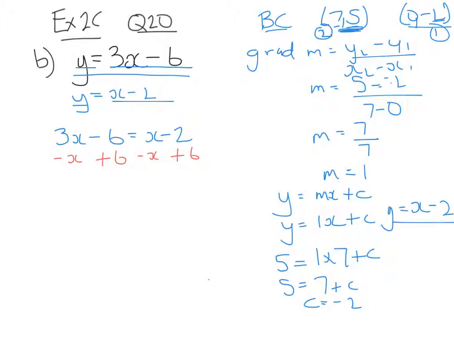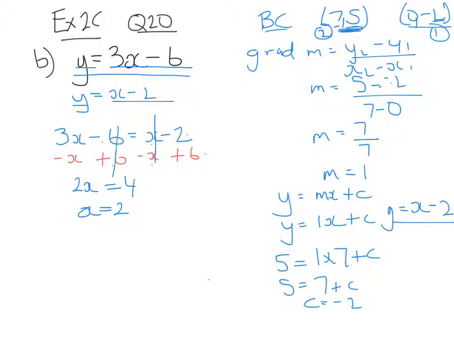So that would mean 3x take away x is 2x, and minus 6 plus 6, well, those two will cancel out. Plus x and minus x, well, they'll cancel out as well. And minus 2 plus 6 is equal to 4. So x would be equal to 2.